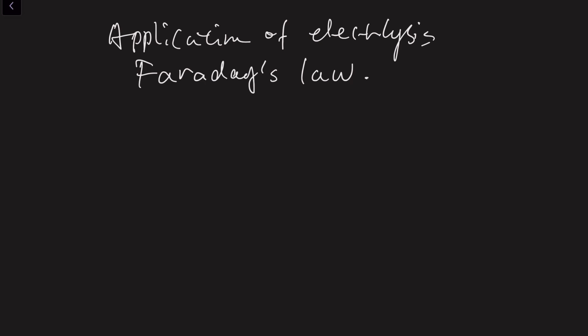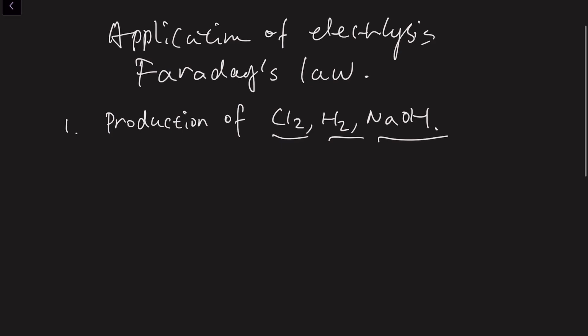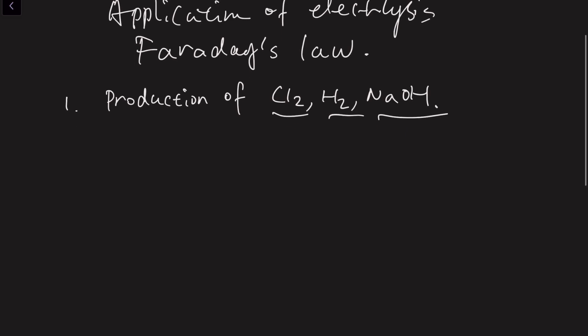So first, let's look at one application of electrolysis. And this one is rather popular in the exam. So usually, maybe in the multiple choice or in the short answer question, this question will come up. The production of chlorine gas, hydrogen gas, and sodium hydroxide. These three chemical substances are actually all very, very useful in industrial applications.